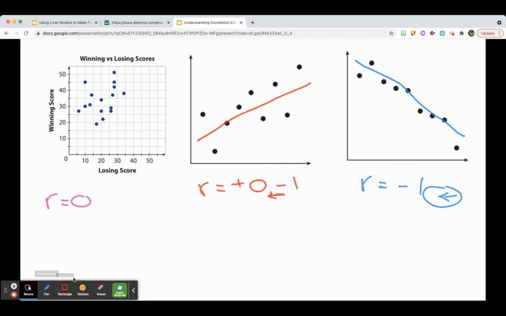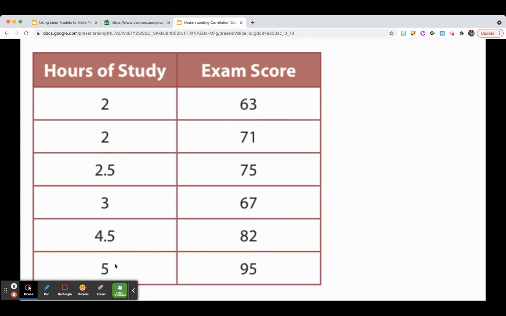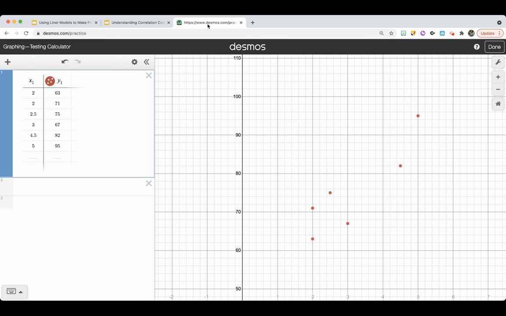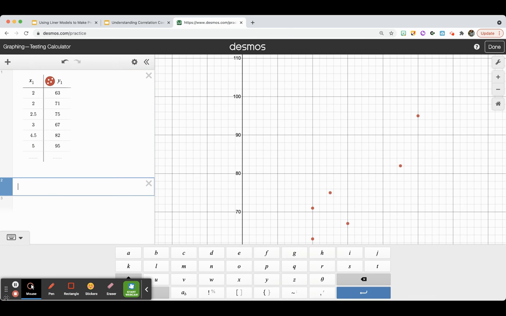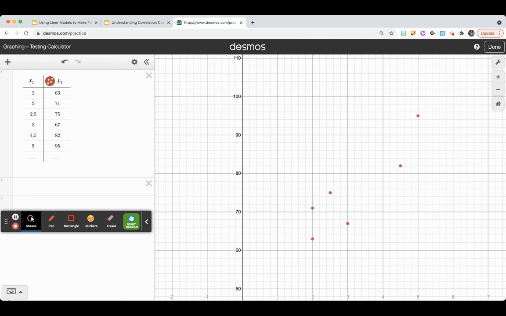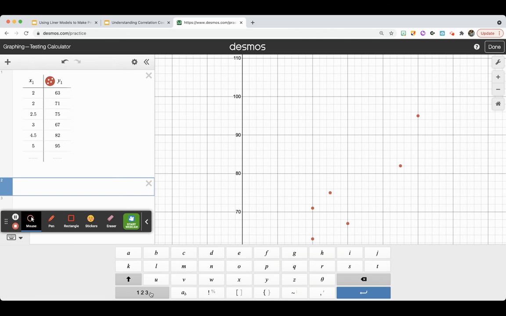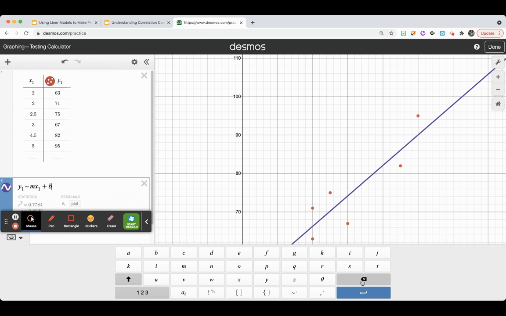So now let's really dive into some tables where we're going to figure this information out. Okay, so we have hours of study and exam scores. I'm going to pop into Desmos and put this table in. Okay, y'all, so I'm going to go ahead and put in my information here into Desmos, and I am now going to calculate my line of best fit so I can see the line in there. So we're going into y sub 1 tilde m x sub 1. Don't forget the plus b.